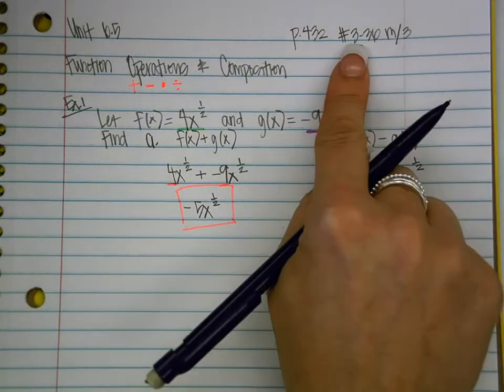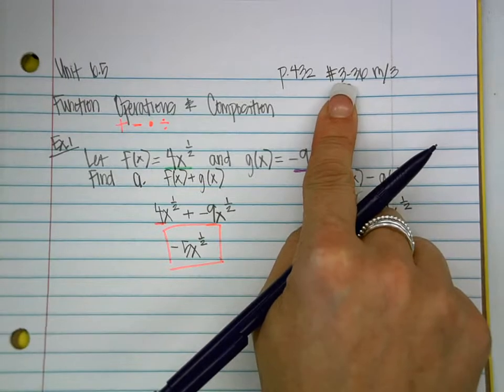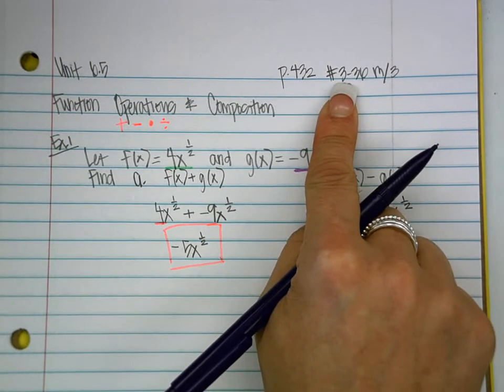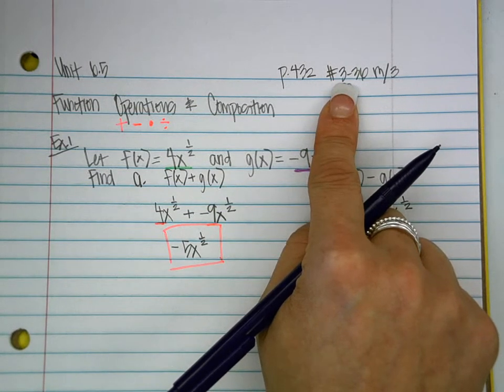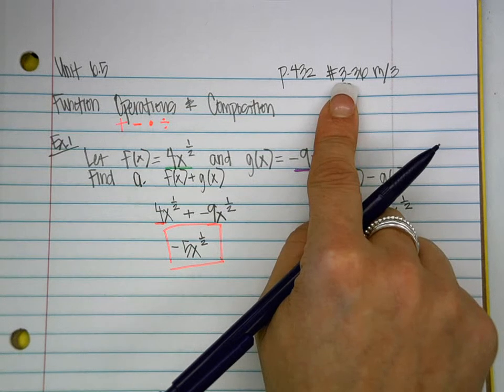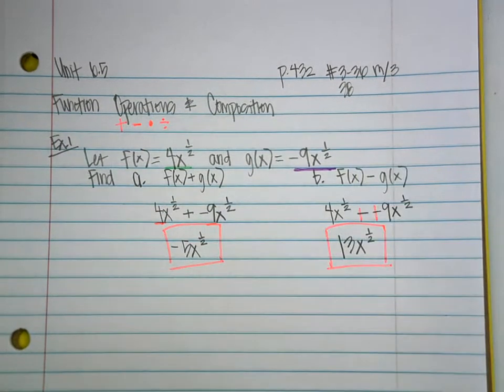I'm just telling you how to do your homework. Start at number 3, then do multiples of 3. So number 3, number 6, number 9, 15, 18, 21. So we only have 12 problems? Yes. It's really not that bad, okay?